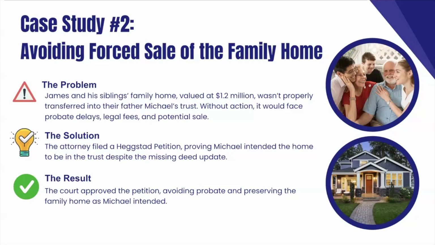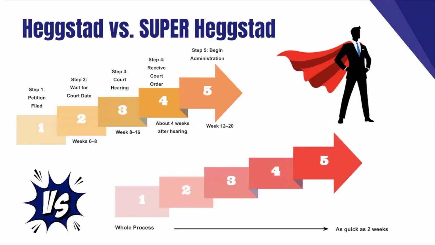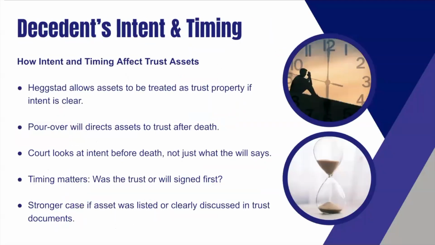But we can sell the house to pay the bank back. All that, so we're not losing the asset to foreclosure. Done. We saved the kids. We saved the grandkids. We saved the beneficiaries of the trust. So that's the benefit of the Heggstad and Super Heggstad.